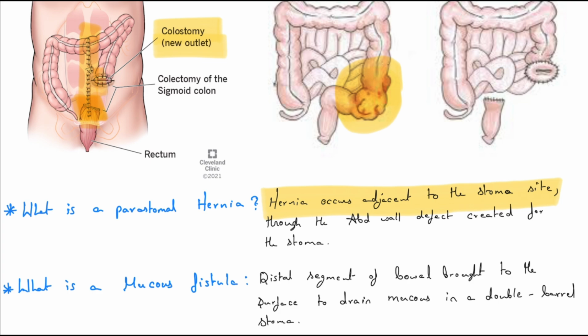So a healthy stoma should always be pink, moist, and slightly protruding. If it becomes black or purple and dry, we have to think the patient is getting ischemia or necrosis, which is a surgical emergency.